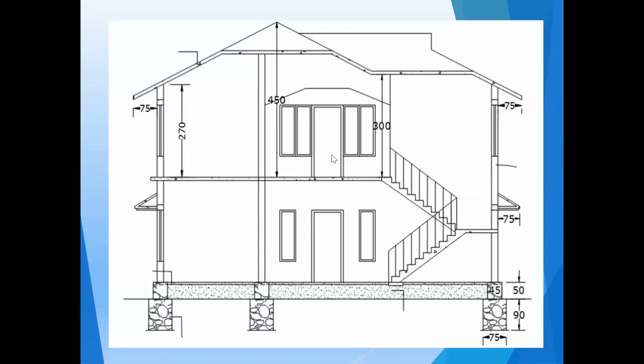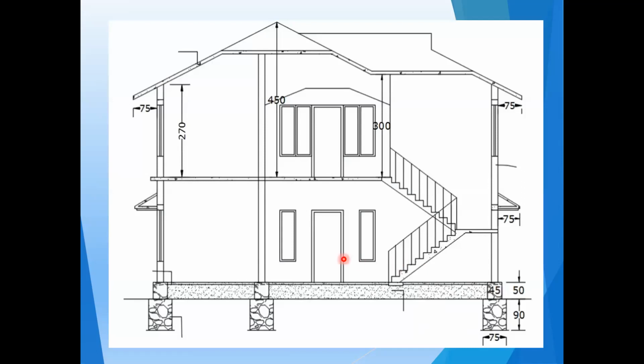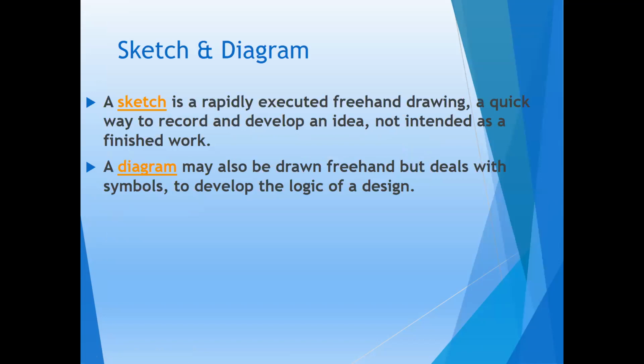See here how the section drawing has been shown. You can see the section when you cut a section. Here you can see the bold lines, which indicate how it has been cut, and so on. Everything has been shown in the sectional drawing. Geometrically, a cross section is a horizontal orthographic projection of a building onto a vertical plane, with the vertical plane cutting through the building.